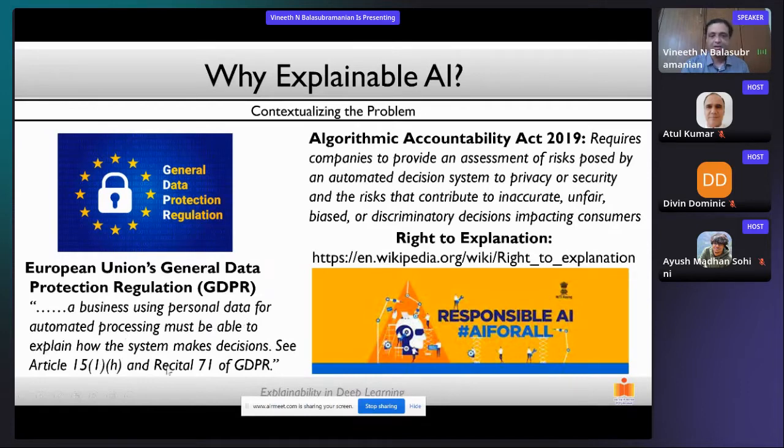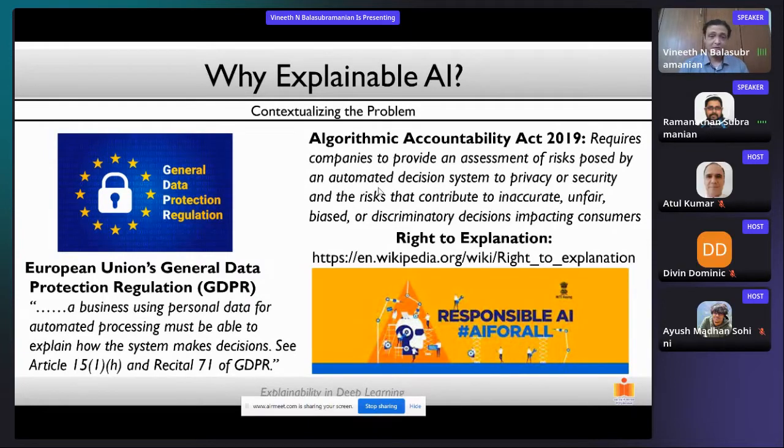This is in a particular article and recital of GDPR. This is part of the European Union. Similarly, the US actually has multiple such legal clauses. One such clause is known as the Algorithmic Accountability Act, which was passed in 2019, which requires companies to provide an assessment of risks posed by an automated decision system to privacy or security and the risks that contribute to inaccurate, unfair, biased, and discriminatory decisions. I think there have been a lot of news articles around this over the last year or so. And there have been different such laws, in fact, even some laws at the level of states in the US.